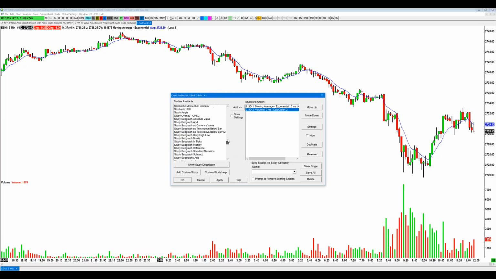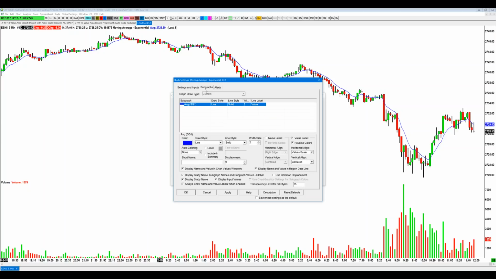So what I'm going to do is add the study called color background based on alert condition, and you can also use color bar based on alert condition if you'd rather have the bar colored itself rather than the background. Same concept. And what I'm going to do then is add these two studies to a condition that combines them together.